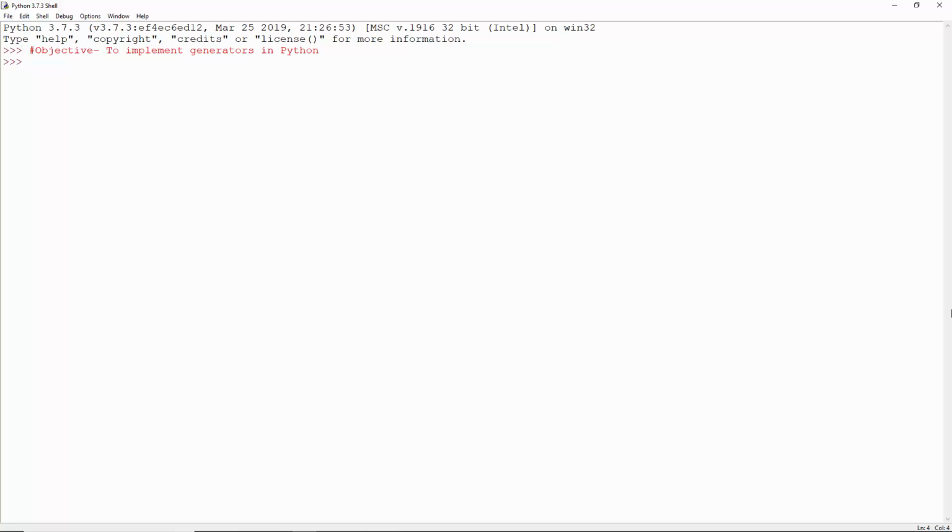Let's talk about generators in Python and learn to implement them. Generators produce a sequence of values to iterate on. We'll also watch the generator expression in action.